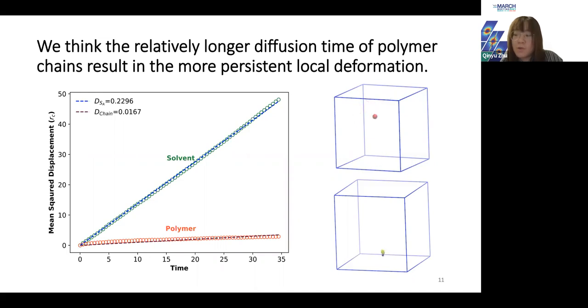The videos on the right might give us a more straightforward demonstration of such difference. While the single particle has diffused across the simulation box a couple of times, the polymer chain is still wiggling around its initial position. Therefore, we think that the relatively longer diffusion time of the polymer chain results in the more persistent local deformation.